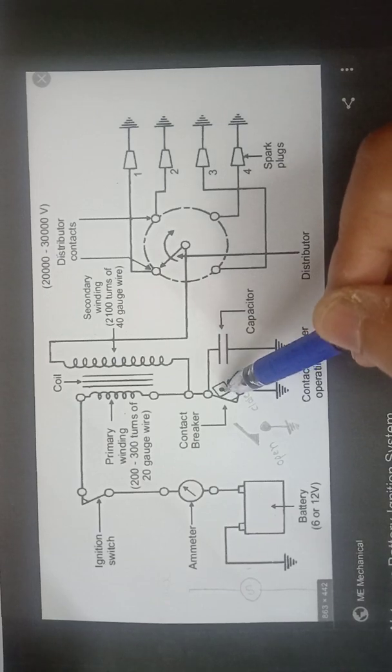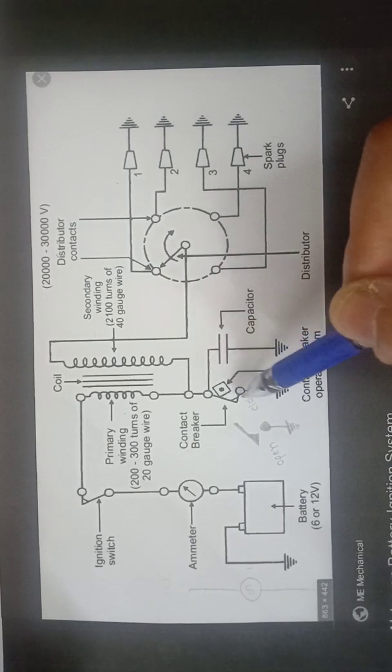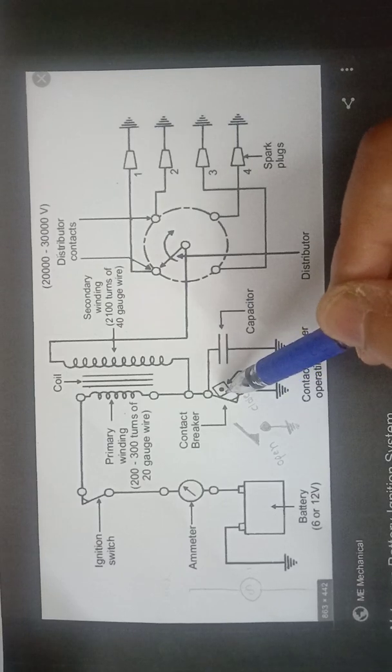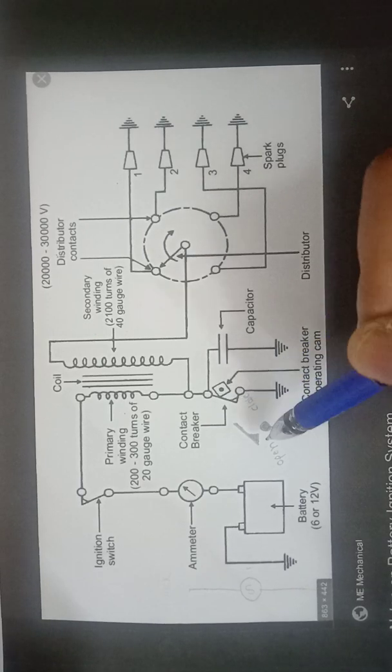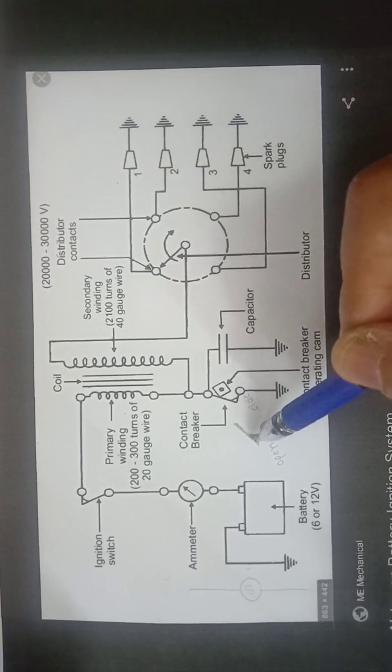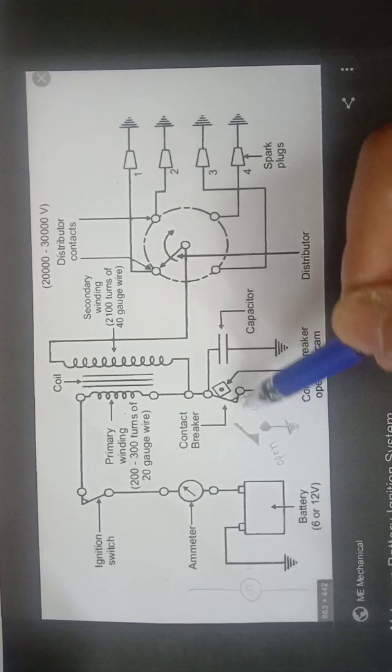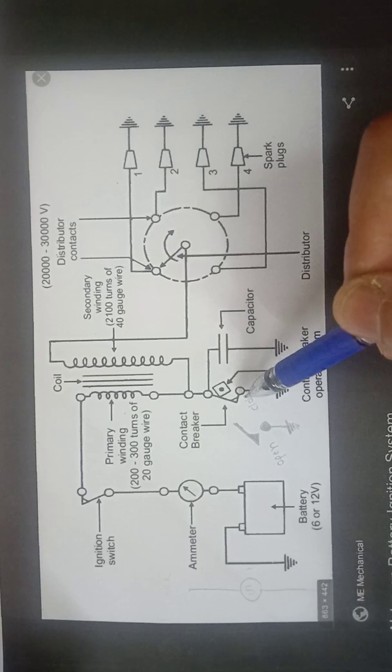This is a cam which normally opens and closes the contact breaker point. This cam is driven by the engine crankshaft. So these are the two positions of the CB point. This is the normally open position, that means there is a gap between these two points. And this is the closed position, where there is no gap, there is direct contact between these two terminals.